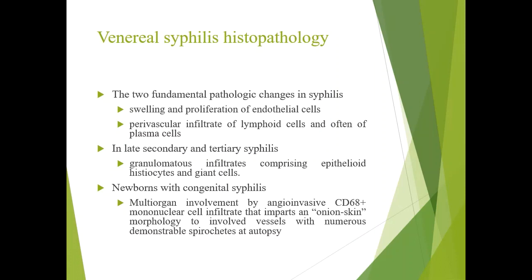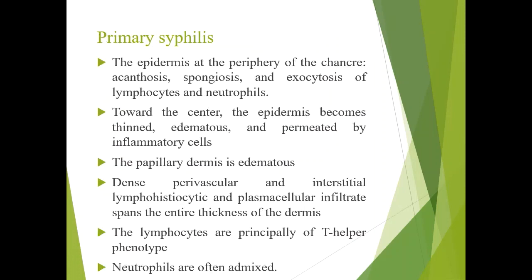On histology, the epidermis at the periphery of the chancre shows acanthosis, spongiosis, and exocytosis of lymphocytes and neutrophils. Towards the center, the epidermis becomes thinned, edematous, and permeated by inflammatory cells. The papillary dermis is edematous. A dense perivascular and interstitial lymphohistiocytic and plasma cell infiltrate spans the entire thickness of the dermis. The lymphocytes are principally of T helper type. Neutrophils are often admixed.